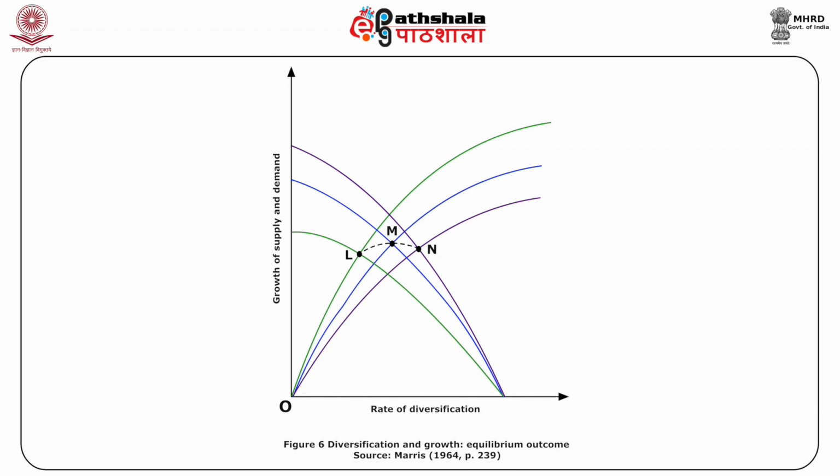Figure 7 is obtained by combining figures 5 and 6, which gives the equilibrium outcome of the diversification and growth. The point of intersection of the growth and demand curves for each given level of profit gives the equilibrium position for each level of profits. The dotted line LMN, obtained by joining the intersection points or the equilibrium positions, gives a balanced growth level. Thus, for any given level of profit, there exists an optimal combination of growth and diversification.